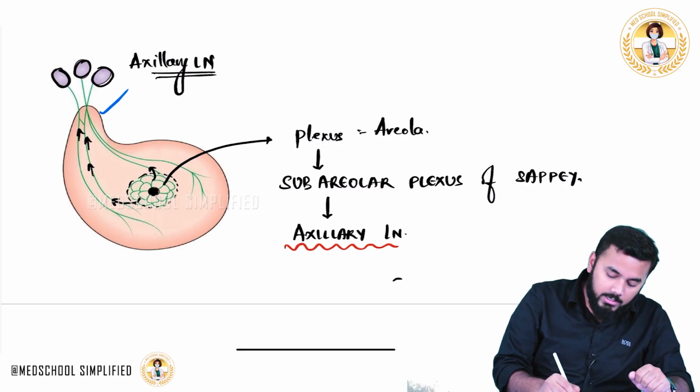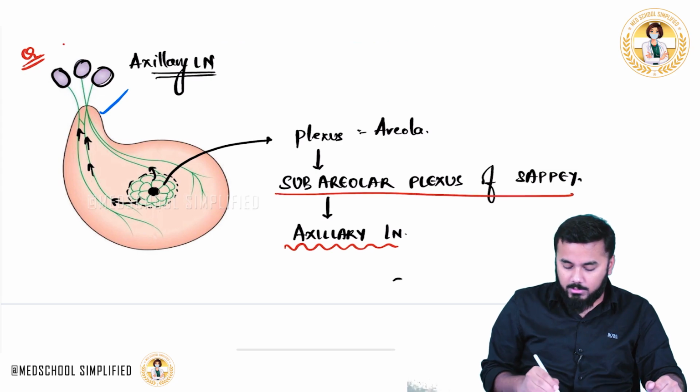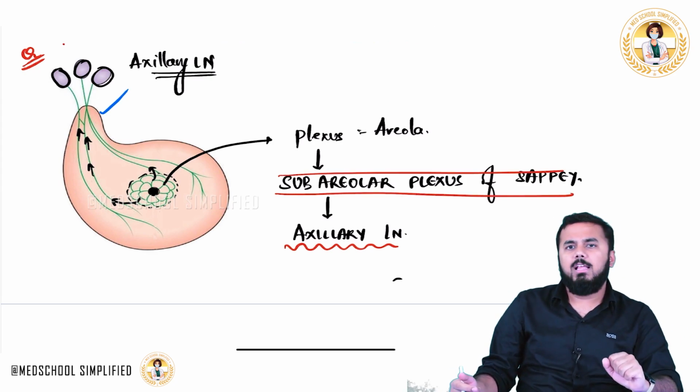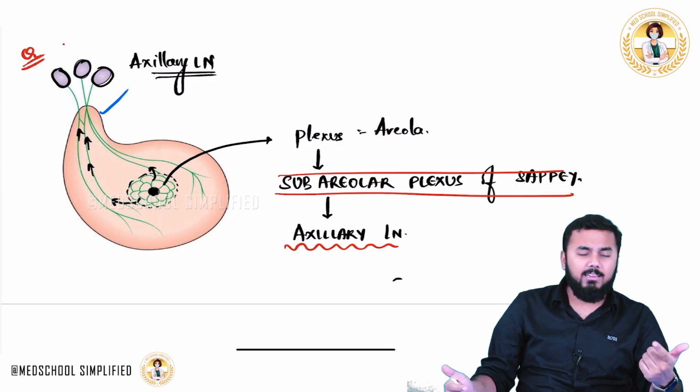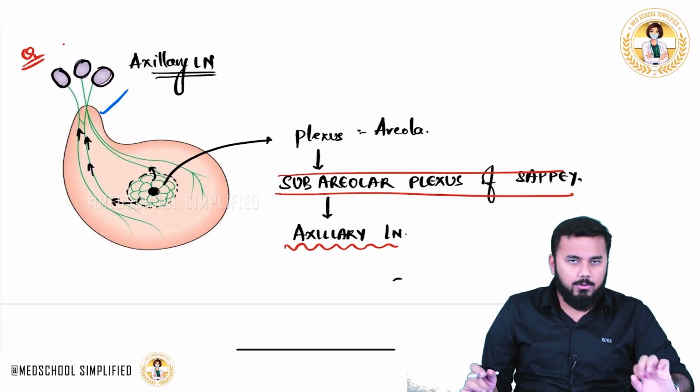So this was a question that was previously asked, which group of lymph nodes does the subareolar plexus or the plexus of Sappi drain into? That is the axillary group of lymph nodes. Axillary group means we discussed, right? Anterior, posterior, lateral, central, apical, all of these are axillary group of lymph nodes.